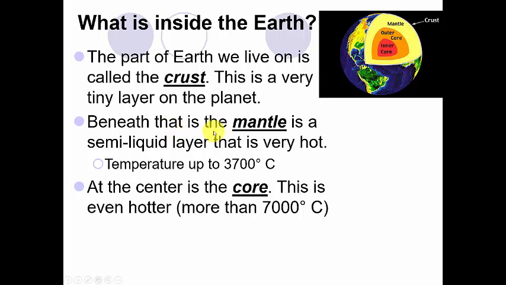Then inside is the mantle. It's a semi-liquid layer, and it's very hot. It can get up to 3,700 degrees Celsius. Then inside there's an inner and outer core, but we're just going to look at the core as the center. It gets even hotter as you go inside, depending on certain spots, up to or more than 7,000 degrees Celsius, which is very, very hot. So: cool crust, very hot mantle, even hotter core.